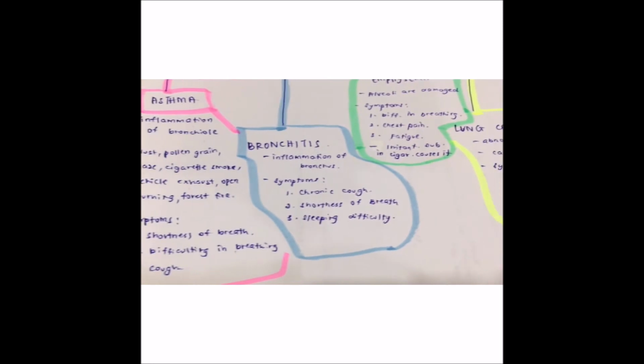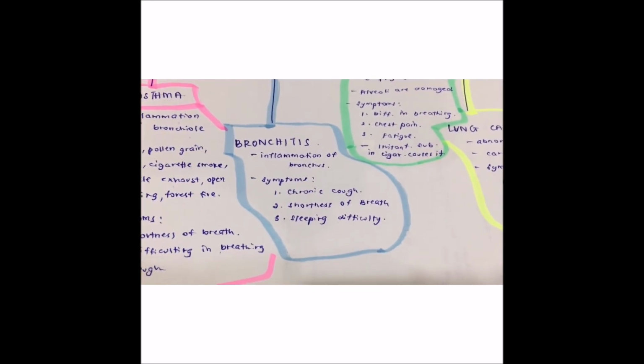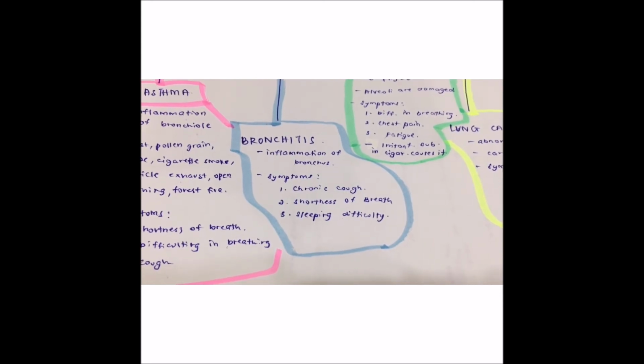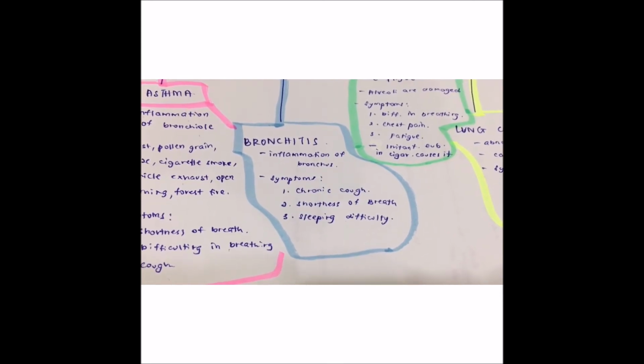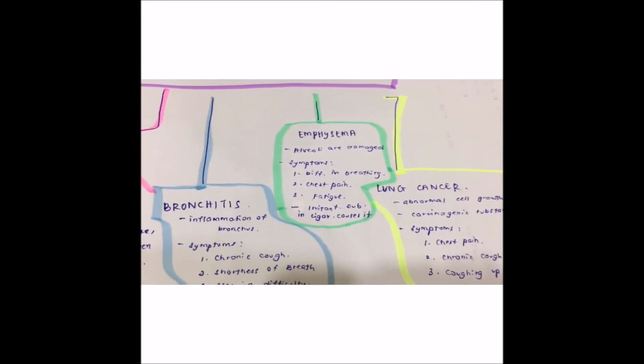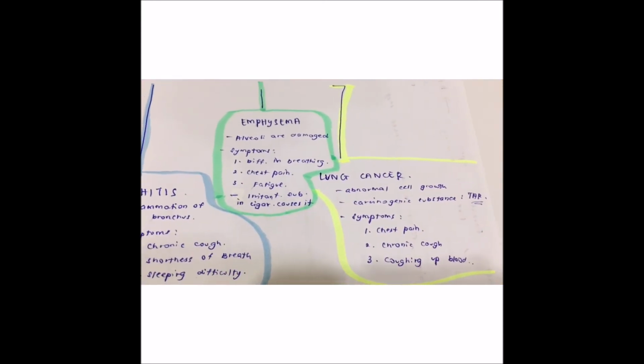Next, bronchitis. Bronchitis is the inflammation of the bronchus tubes, and the symptoms are usually chronic cough, shortness of breath and sleeping difficulties. Cigarette smoke contains tar and irritants which can cause bronchitis.